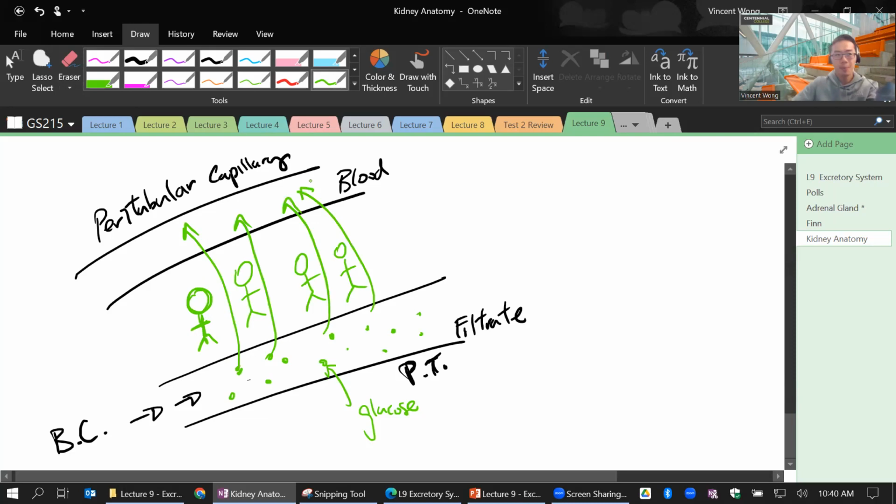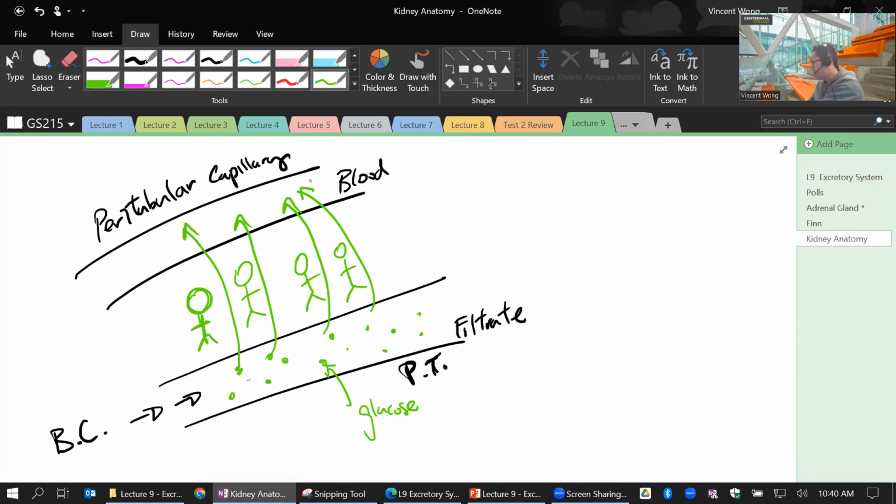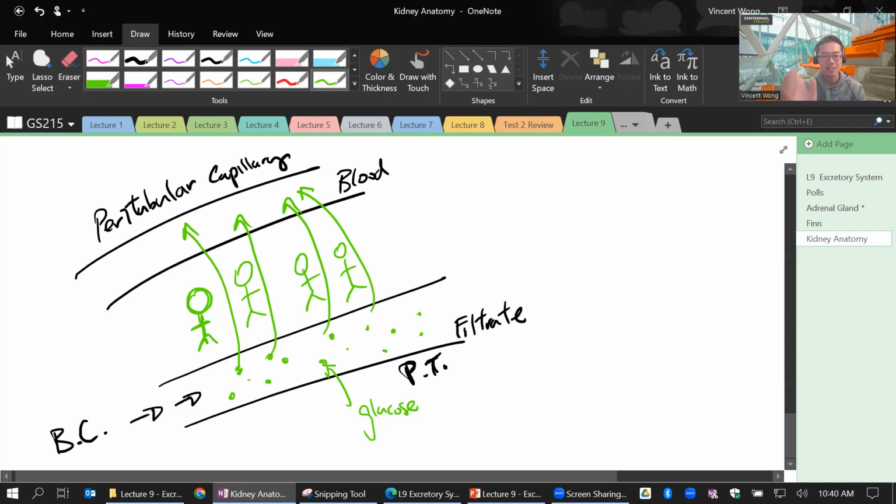But these people only have two hands, and they're only able to grab the glucose and put them back, grab them, put them back, and they can only do it so fast. If all the green people here are working as fast as they could, and there is a lot of glucose, then what ends up happening is, sure, you're gonna take most of the glucose back and put it into the blood, but you're gonna end up missing some. They are just gonna continue forward to the loop of Henle, to the distal tubule.